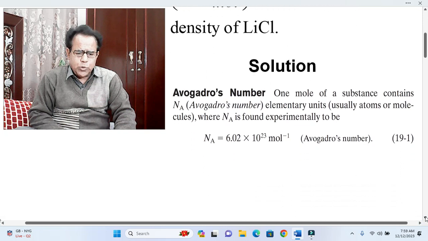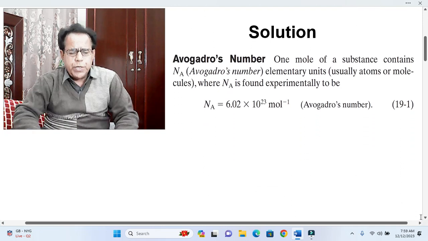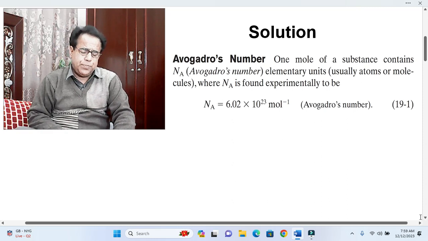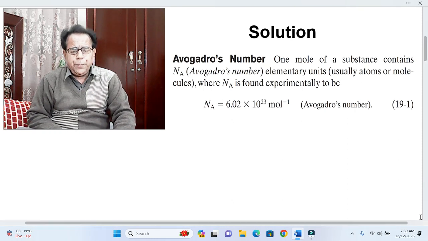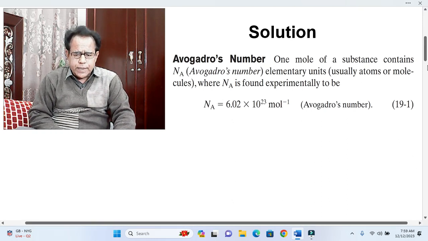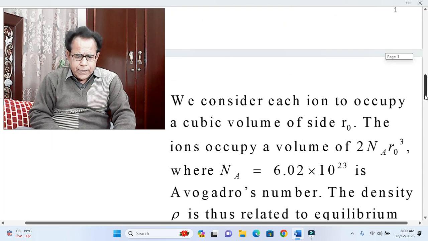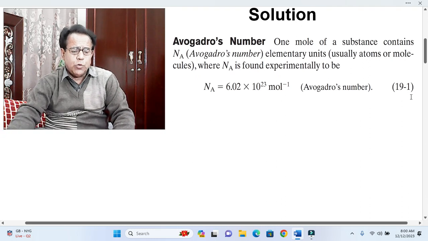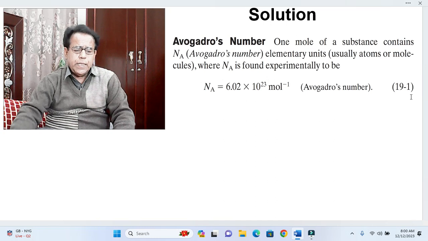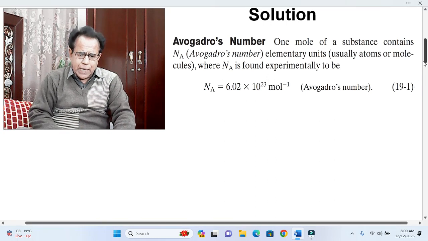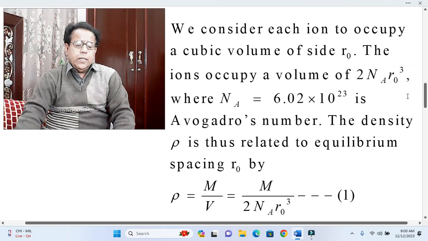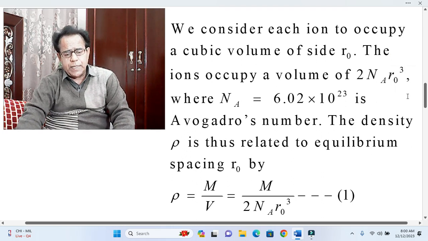Taking benefit of the previous problem, we are going to shorten or reduce this problem's duration. Only one snapshot is included in this problem, which is about Avogadro's number. Because we have discussed this snapshot in the previous video, we skip this for the time being. Now we are going to start our problem in a regular manner.